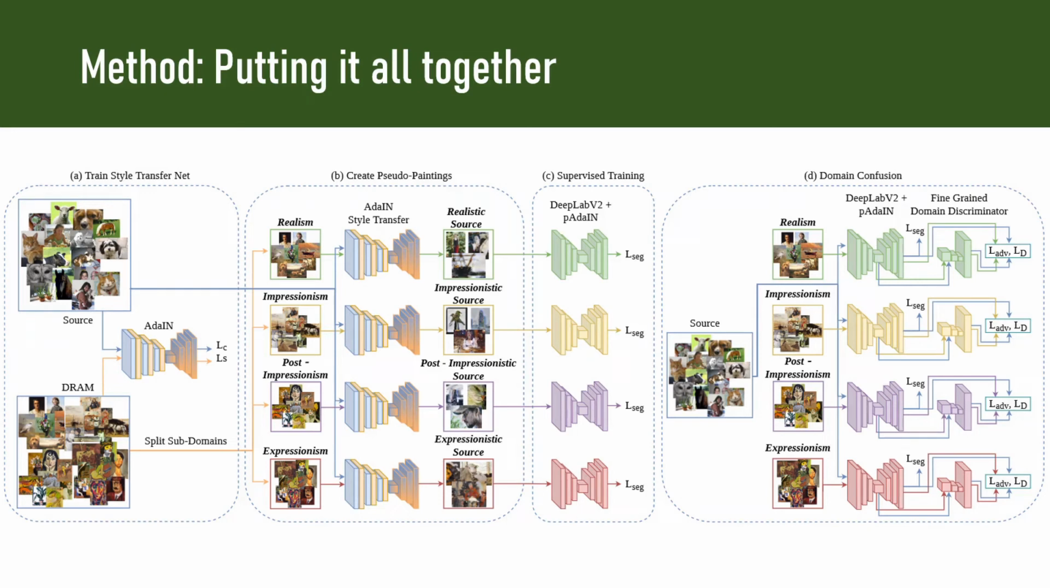On this slide, we see the entire training flow. We start from training the style transfer network and then using it to create pseudo-painting datasets for each of the styles, which then are used for supervised training on the segmentation networks, and finally, a domain confusion step. The next question I want to ask you is, now that we have 4 segmentation networks, one for each style, what do we do when we want to predict a segmentation map for a new input image?